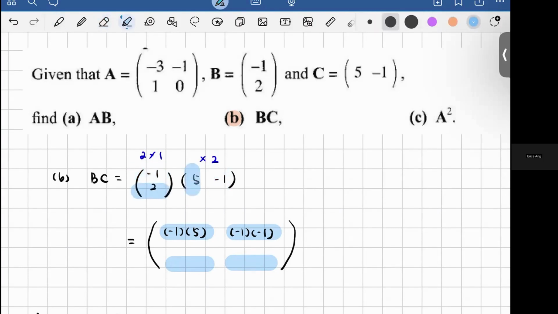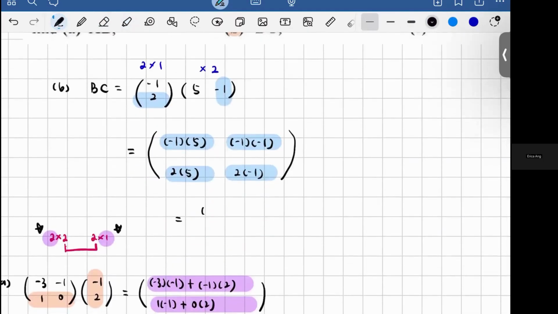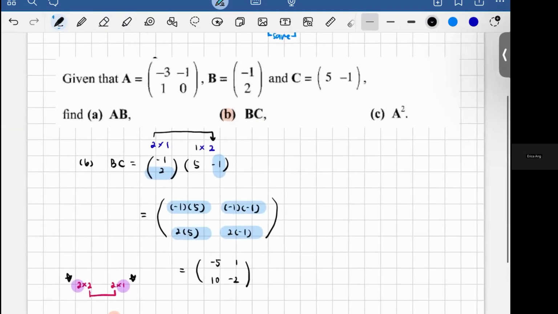Next one is bottom left. Last one is bottom right. So this is 2 times negative. Then your final answer, just simplify this, okay? So it will be -5, +1, 10, as well as -2. Can you see we ended up as a 2 times 2 matrix? Yeah, so that's how it disappeared. So 2 times, this is my final one. Okay, so determine how your final will look like.